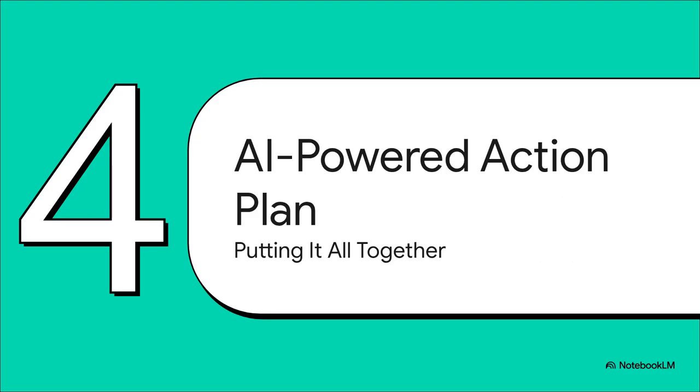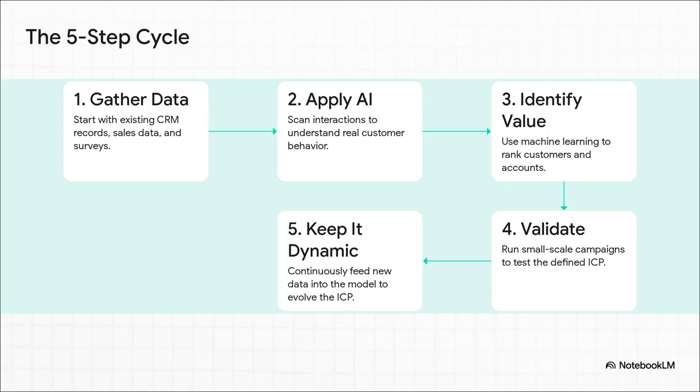All right, this all sounds great in theory, but how do you actually build one? Let's get into the action plan and see how you can put all these pieces together in a clear, repeatable way. So the process is basically a 5-step cycle.